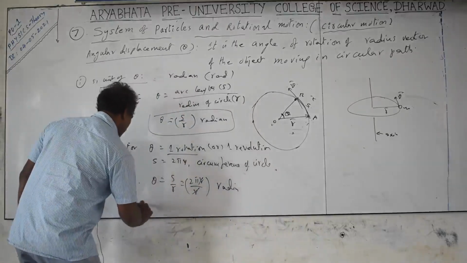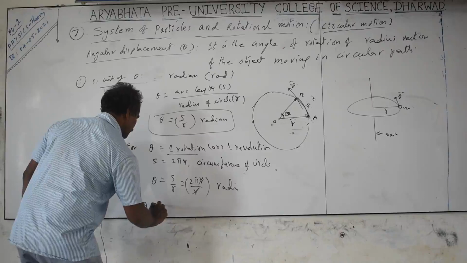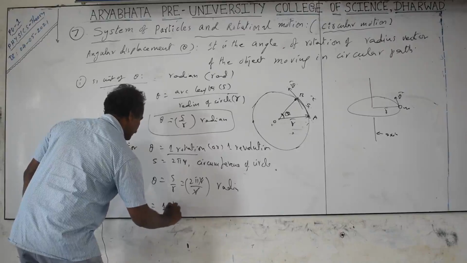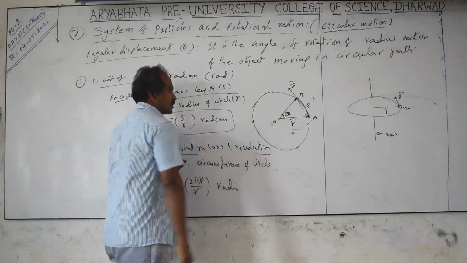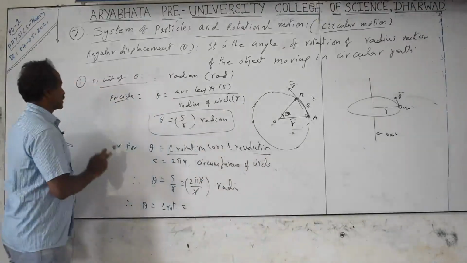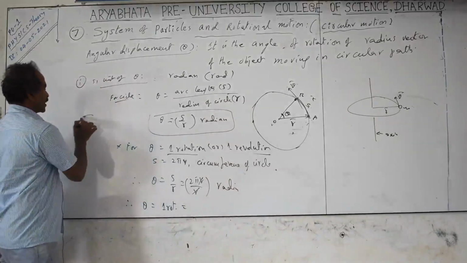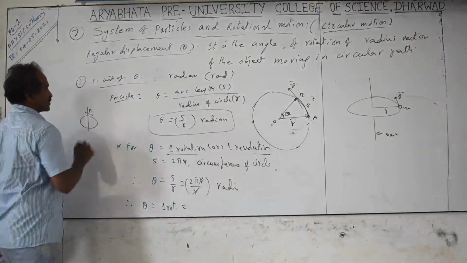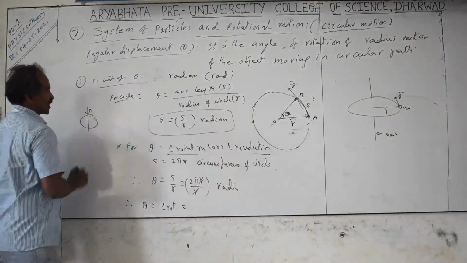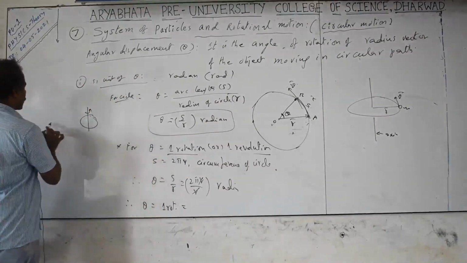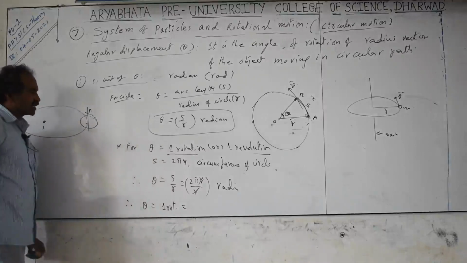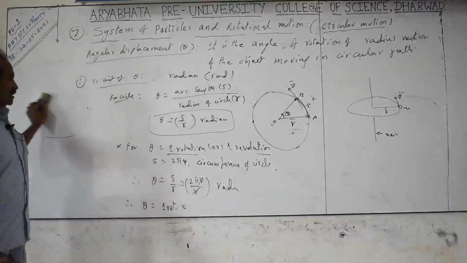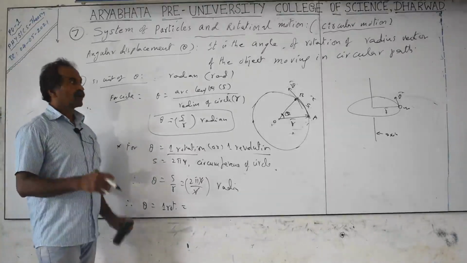Therefore, theta for one rotation is equal to one revolution. What is the difference between rotation and revolution? The Earth is rotating about its own axis along the north and south poles. It is spinning about its own axis. We call it rotation. The Earth is also revolving around the sun in an elliptical orbit. Rotating around another object is called revolution. But in both cases, we are considering only the rotation of the radius vector.